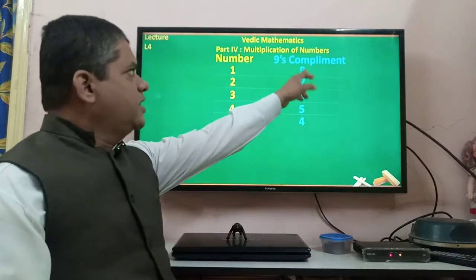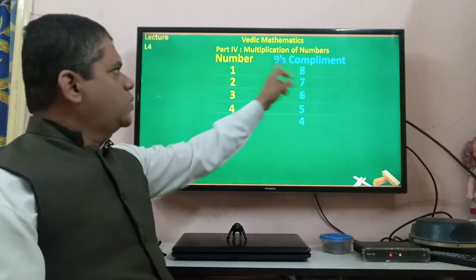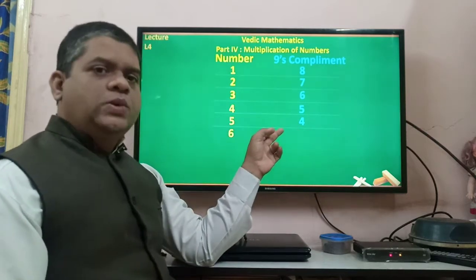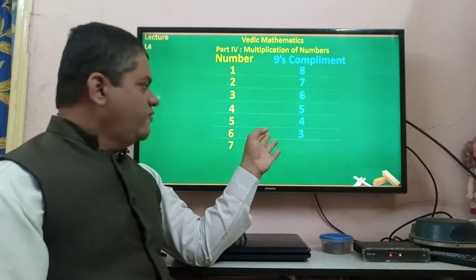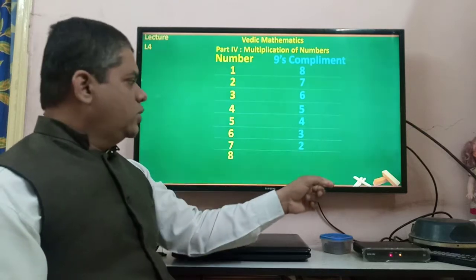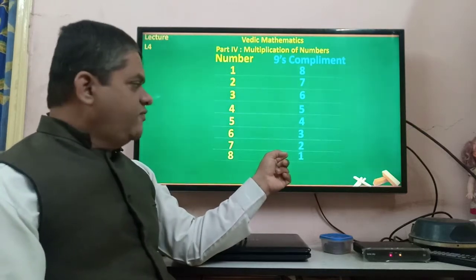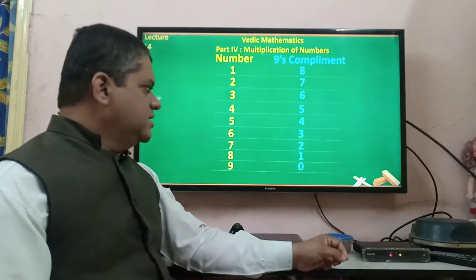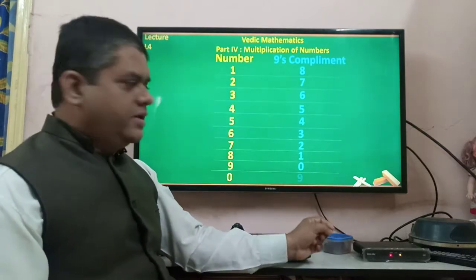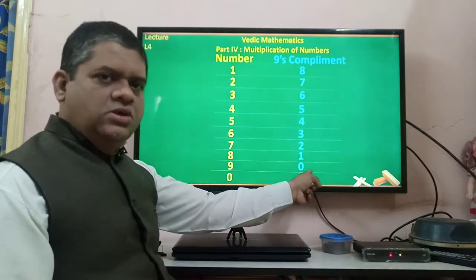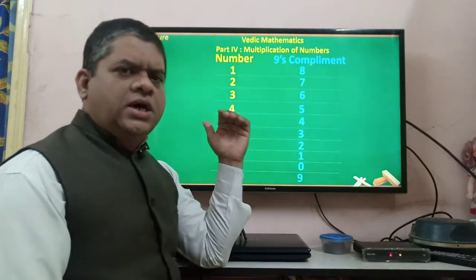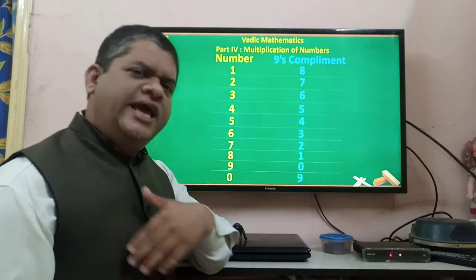To obtain the 9's complement, from 9 we subtract 1, we get 8. From 9 we subtract 5, we get 4. The same method we have to follow for all the digits. If you want the 9's complement of 7, 9 minus 7 is 2. If you follow this simple method, you can easily get the multiplication. There will be only these 10 numbers. For 9, its complement becomes 0, and if it is 0, its complement is 9. I hope you understood the 9's complement and how to find it for any number.